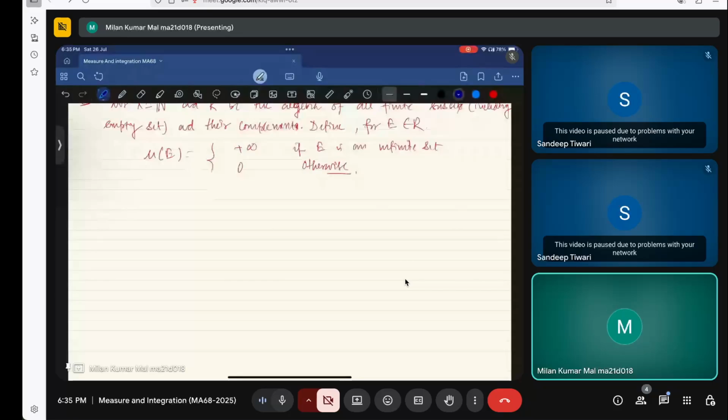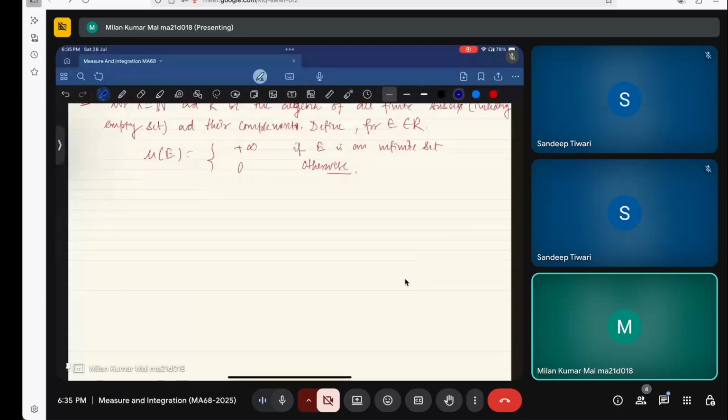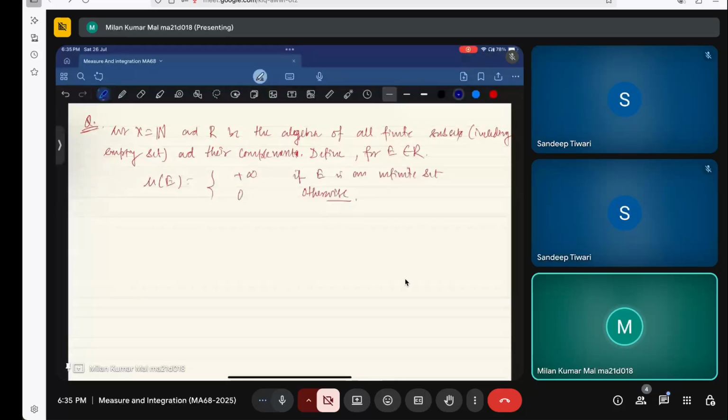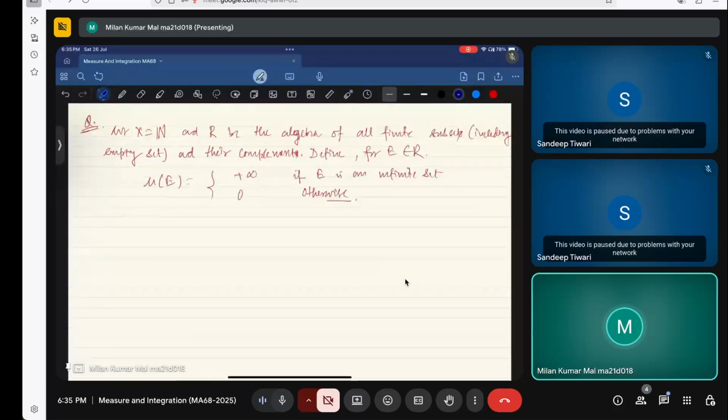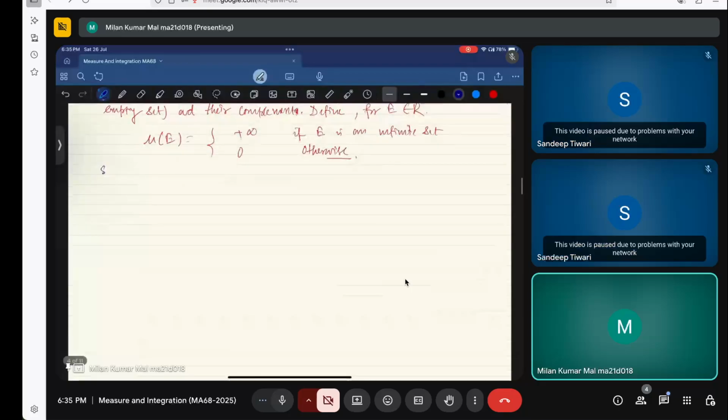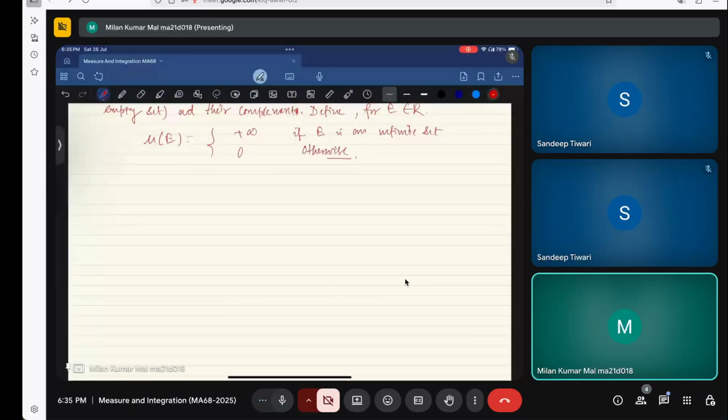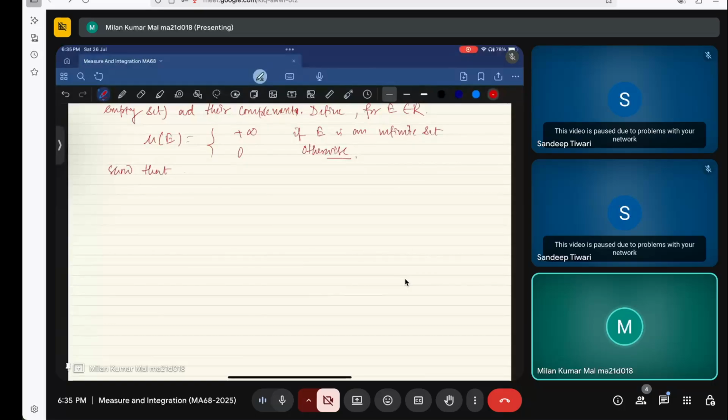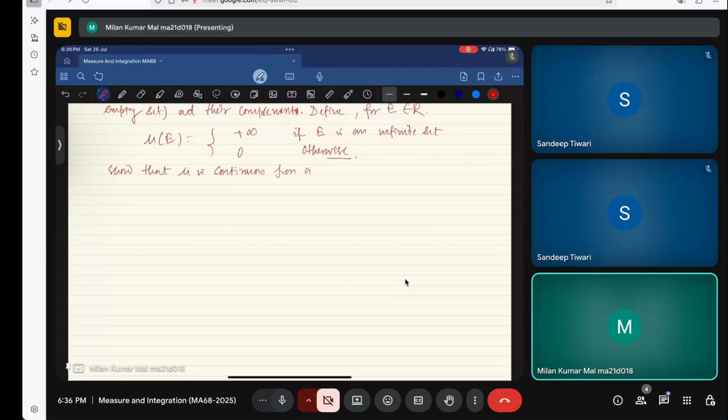So we have to show that mu is continuous from above for E equals the empty set, but that mu is not a measure. Let's complete writing the question. I'm not able to write the question.